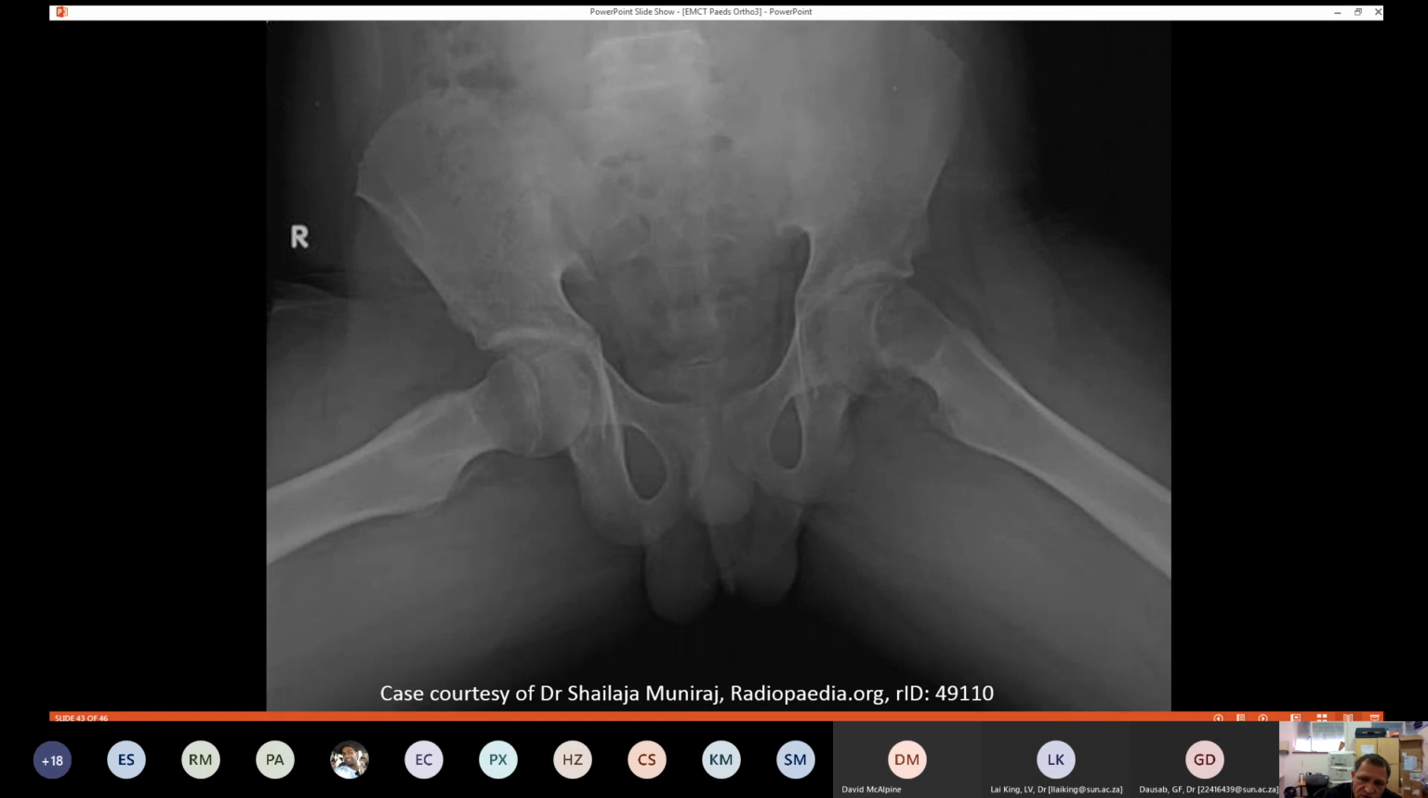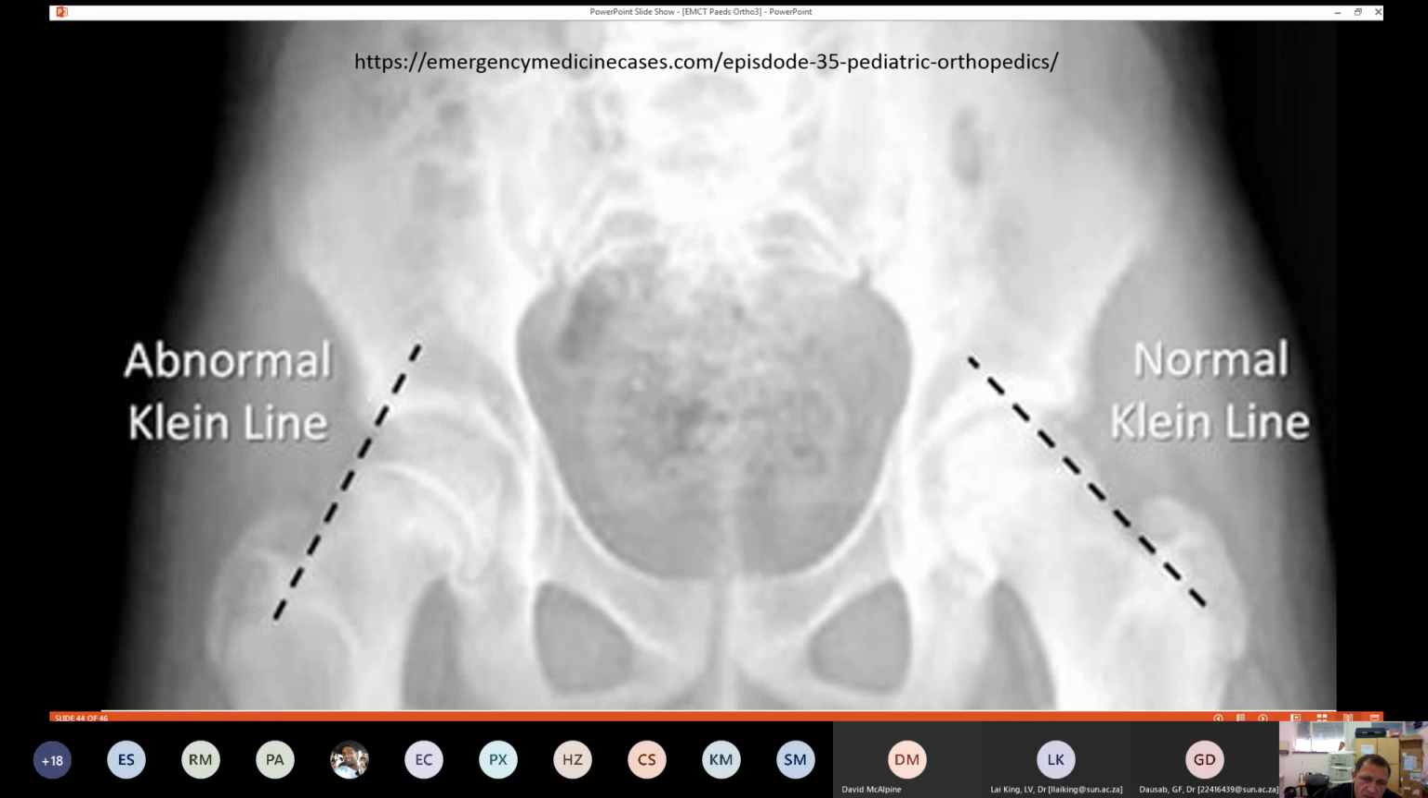This is another example of the same condition. Again, the left hip involved, and this is the frog leg view. This is Klein's line. And as you can see, it's not a great image, but a normal Klein's line, the femoral head is crossed, and in this view, it's missed completely on the lateral side.